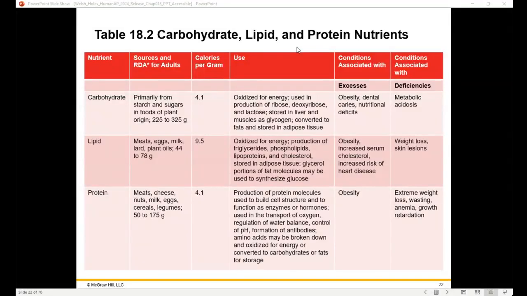This table gives you a breakdown of the major nutrient macromolecules, their sources, their RDA recommendations, the calories per gram, their uses, and conditions associated with excesses and deficiencies.